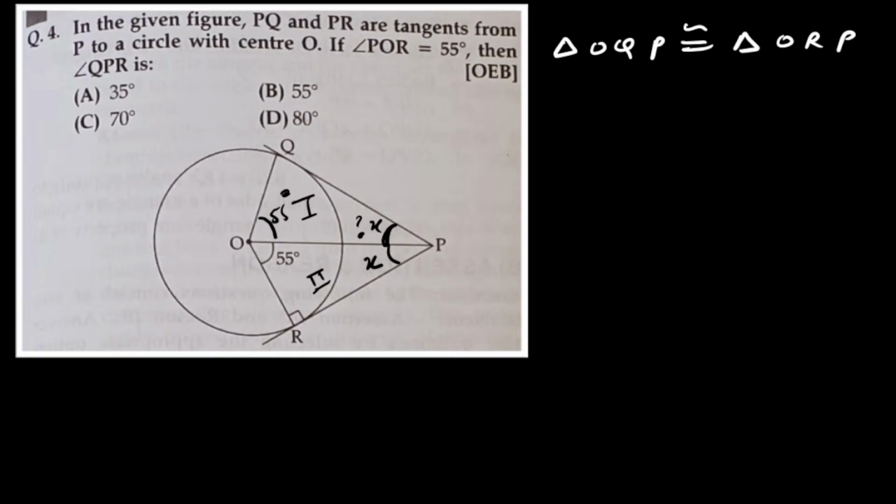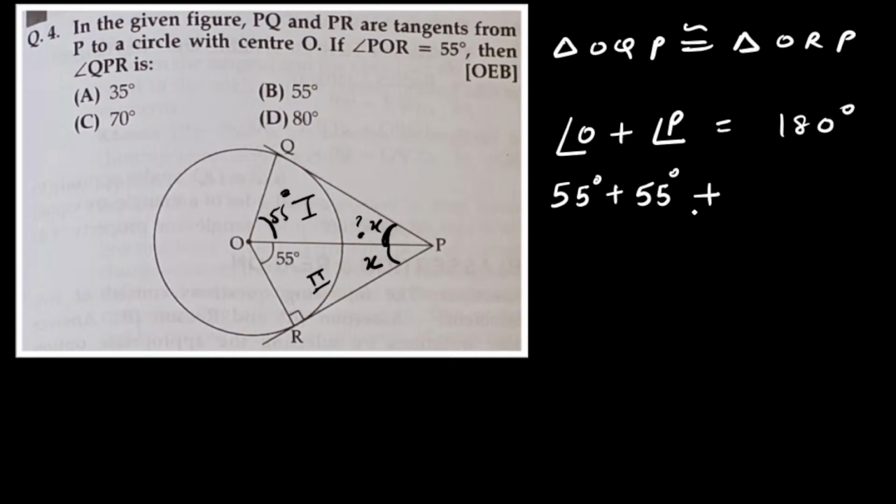Yes, so QPR is equal to 70 degrees. Because in the previous question, I told you, angle O plus angle P is equal to what? It is equal to 180 degrees. So the angle between radii and the angle between tangents. Angle O is 55 degrees plus 55 degrees, and angle P is x plus x, which is equal to 180 degrees.